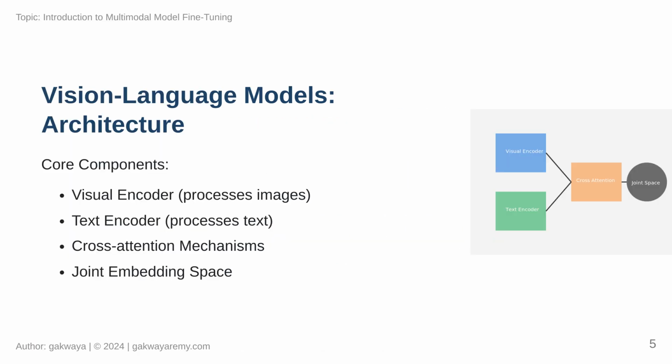Let's examine the architecture of vision language models. The key components work together like a well-orchestrated system. The visual encoder processes images into a format the model can understand, while the text encoder does the same for text. The cross-attention mechanism acts like a bridge, helping the model understand relationships between visual and textual elements. Finally, all this information comes together in a joint embedding space where the model can reason about both modalities simultaneously.